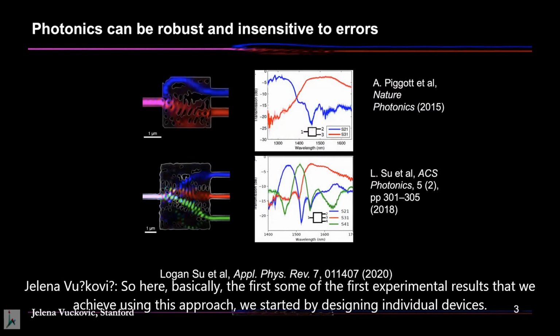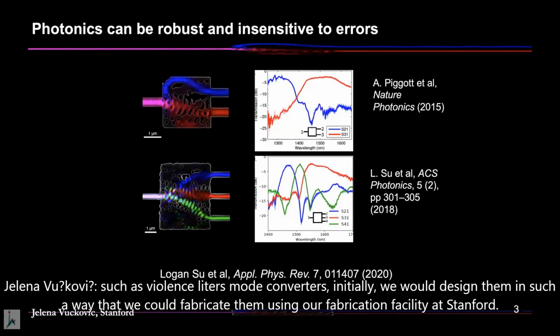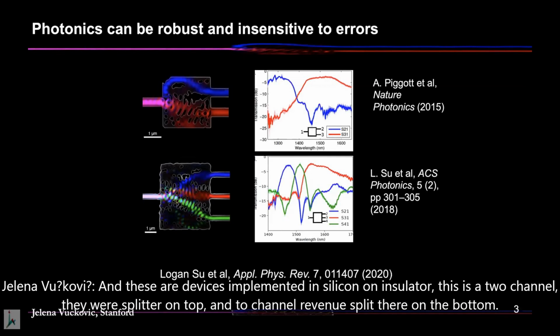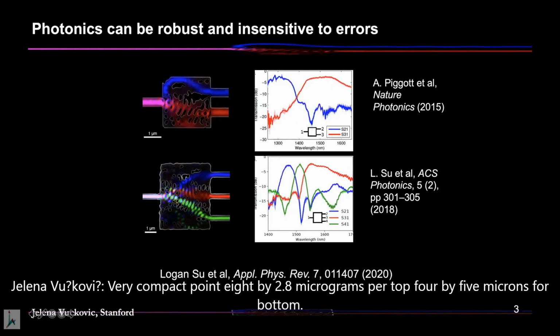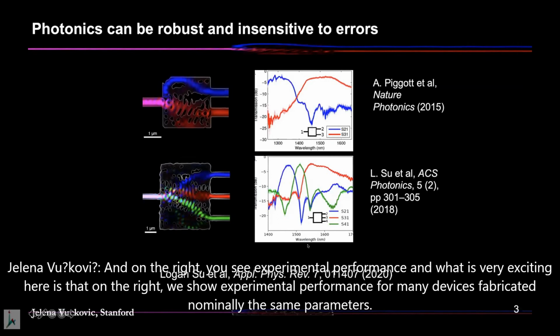We started by designing individual devices, such as wavelength splitters and mode converters. Initially, we would design them in such a way that we could fabricate them using our fabrication facility at Stanford. These are devices implemented in silicon on insulator. This is a 2-channel wavelength splitter on top and a 3-channel wavelength splitter on the bottom. Very compact, 2.8 by 2.8 microns for the top, 4 by 5 microns for the bottom. And on the right, you see experimental performance.